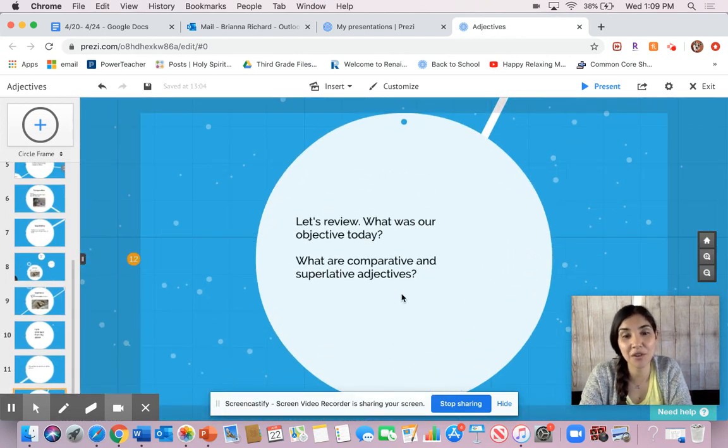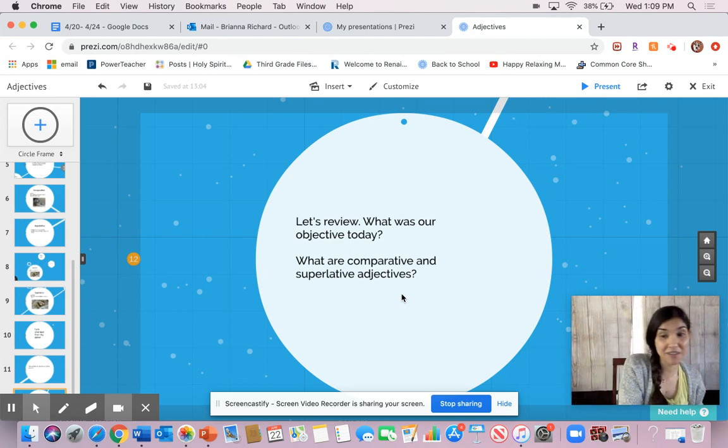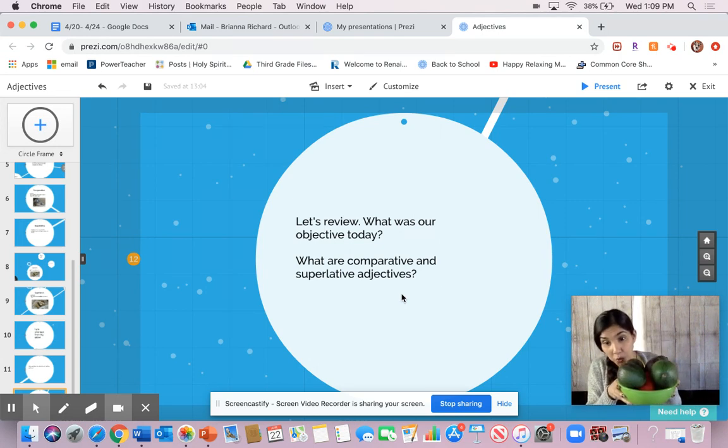Okay, so let's review. What was our objective today? Our objective today was to be able to identify and use comparative and superlative adjectives. And what are they? I know that comparative adjectives compare two things, whereas superlative adjectives compare a group. I know for comparative adjectives, we just have to add ER, and for superlative adjectives, we add EST.